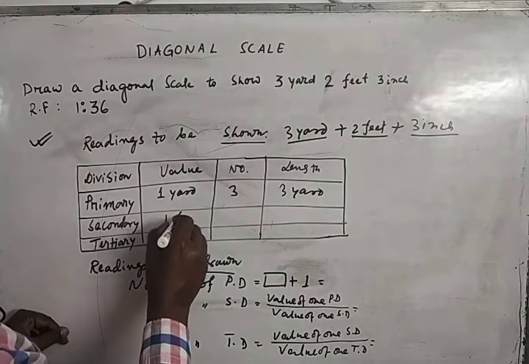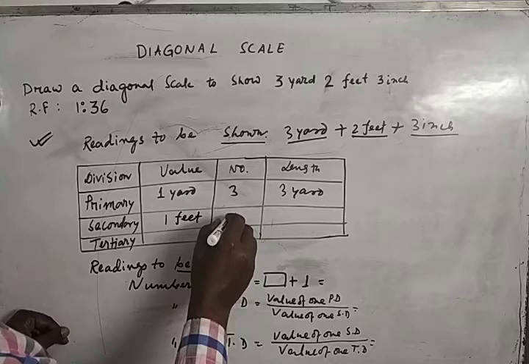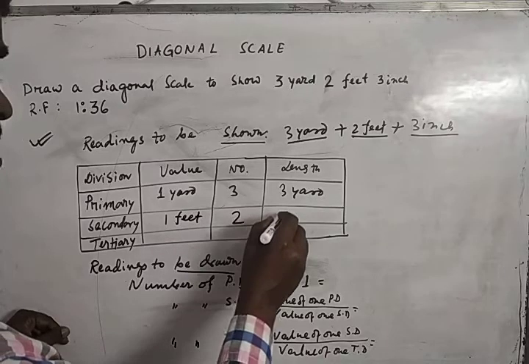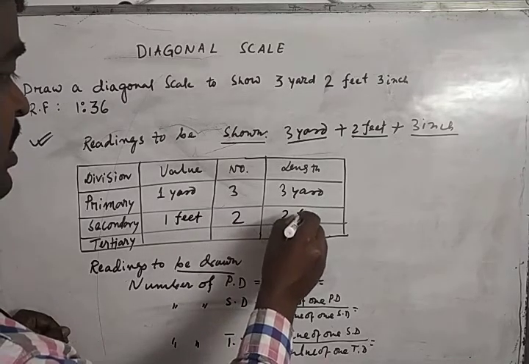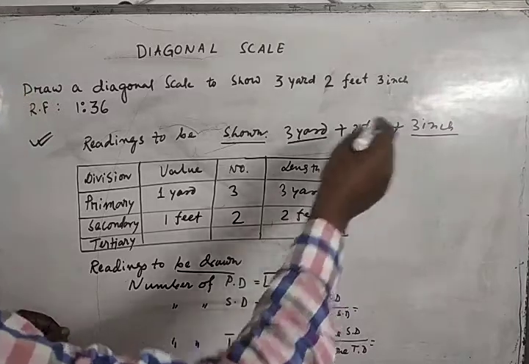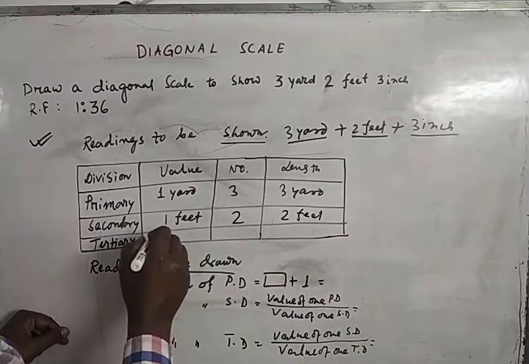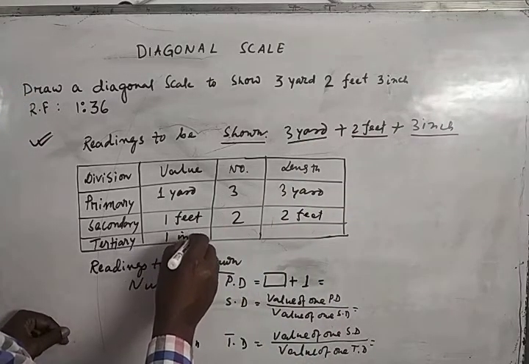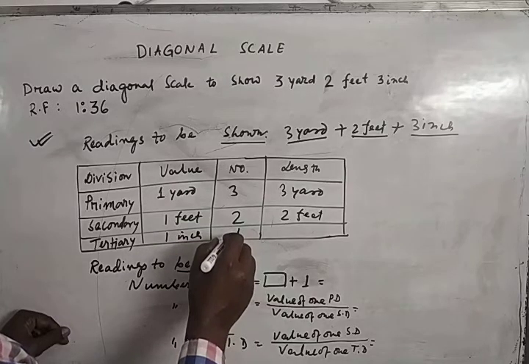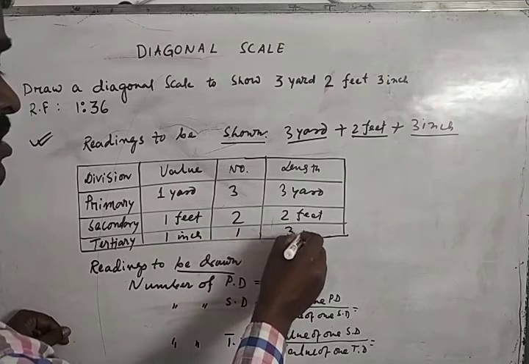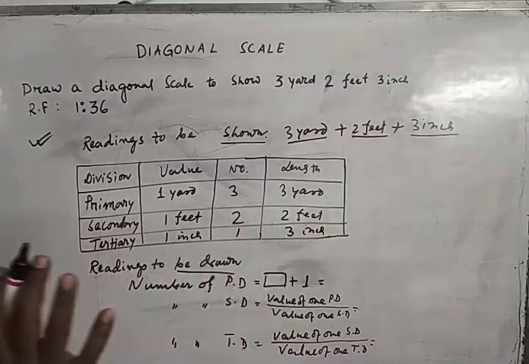If I take 1 feet, then there will be 2 numbers for 2 feet. And then 3 inch. If I take 1 inch, so there will be one number, 3 inch. Okay?